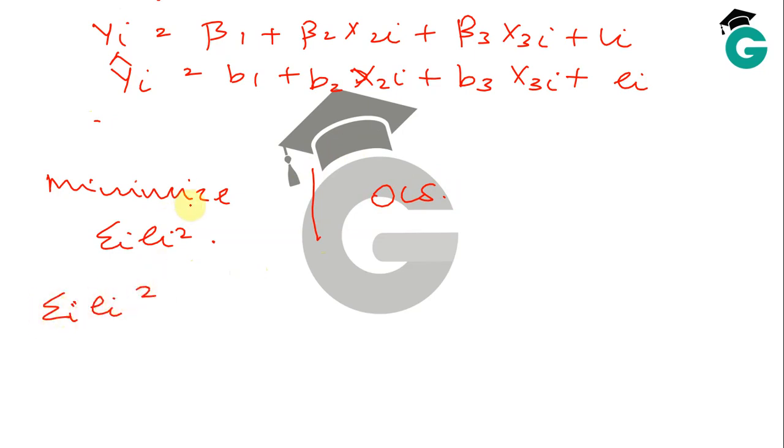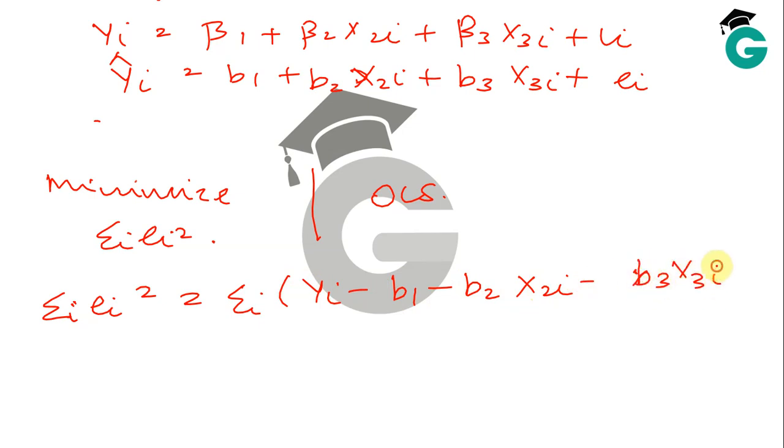So, as I said, under the OLS, you minimize the sum of squared errors, right? So you minimize summation ei squared basically. Now ei is nothing but yi minus yi hat, right? So that is equal to summation i, yi minus b1 minus b2 x2i minus b3 x3i, right?